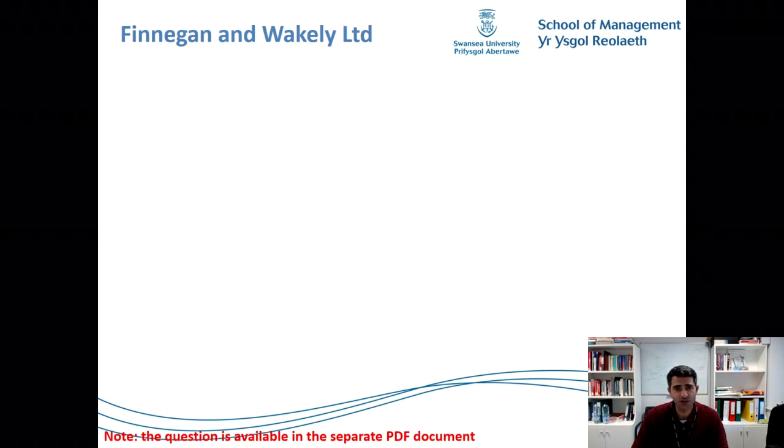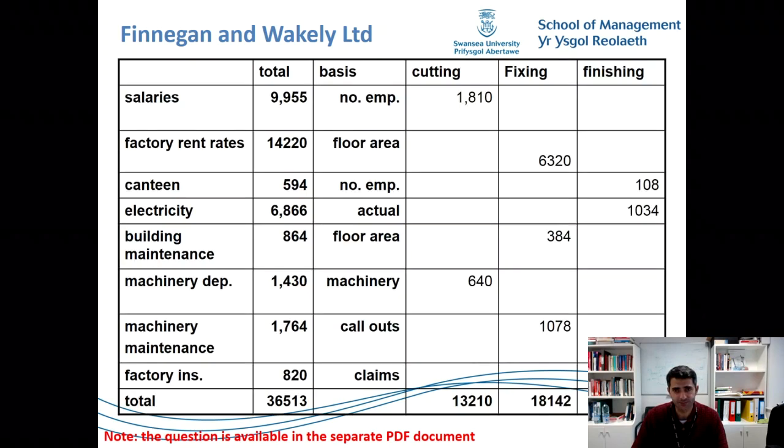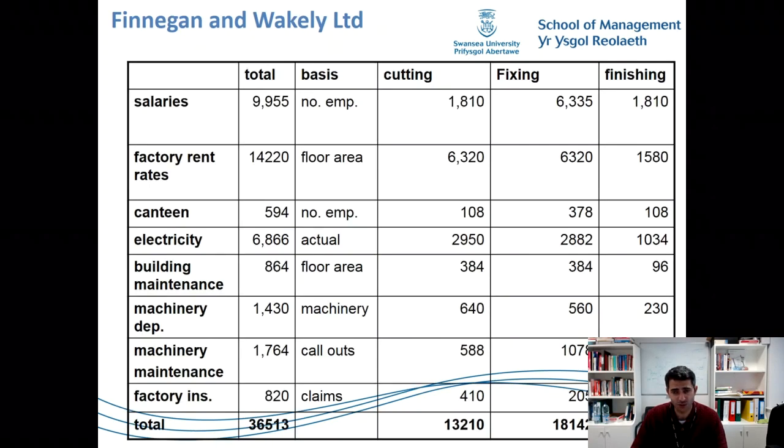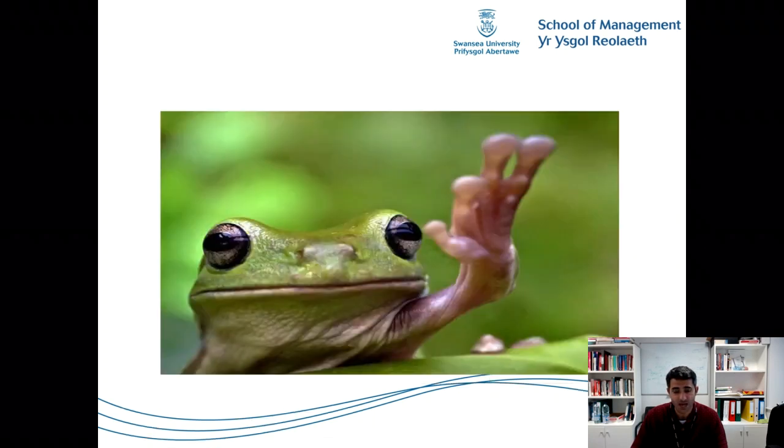So this is one of the questions for you to practice. It's very simple, straightforward. You just need to allocate the overheads, and when you practice it, I would recommend you do not look at the answers, please. After you practice it, then you can look at the answers, check them and see where you went wrong. Any questions, guys? Let me know.